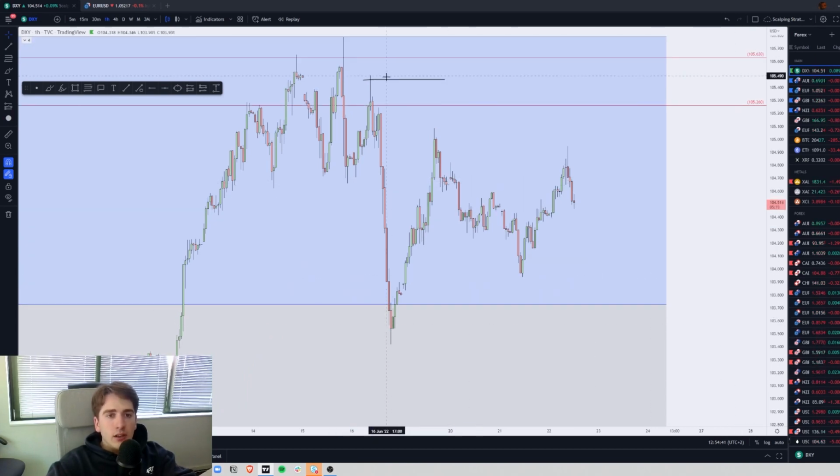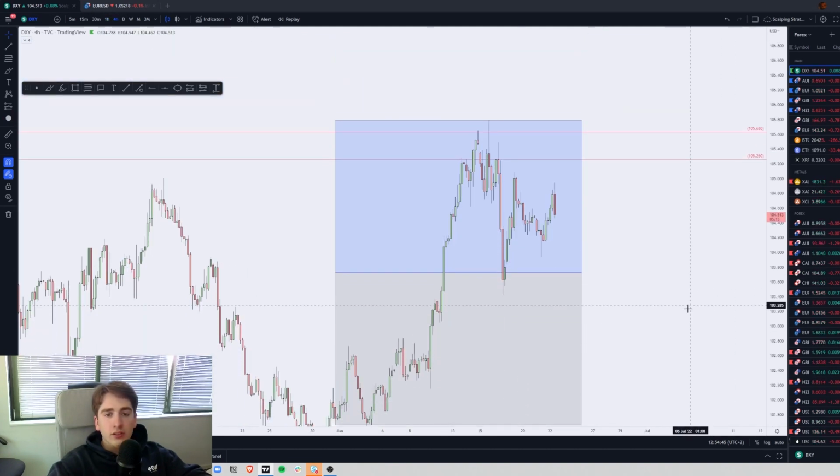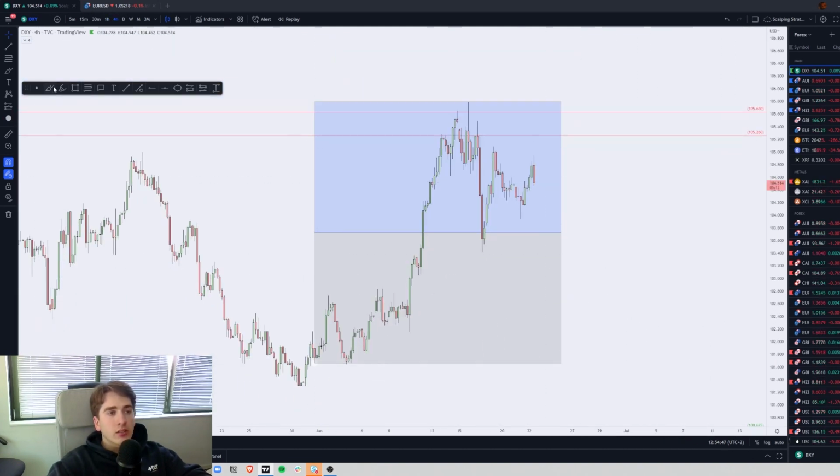But as we can see over here on the dollar index, I'm still waiting for further downside, expecting it to push at least in towards this area over here and take out this liquidation low. So yeah, that's the dollar index.